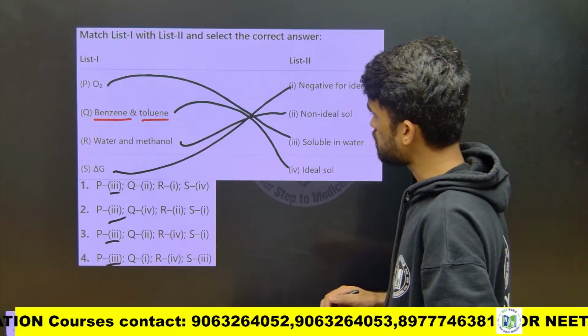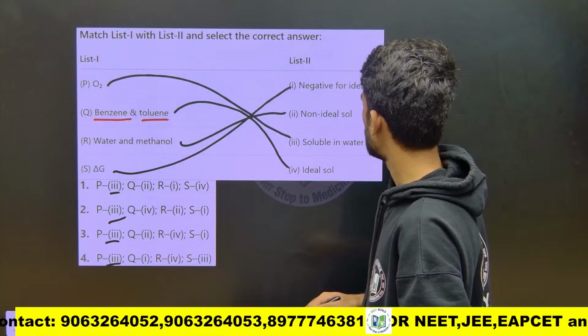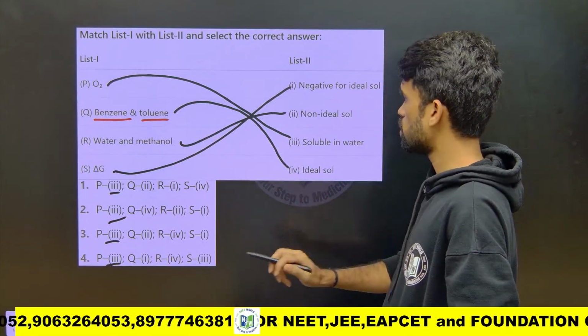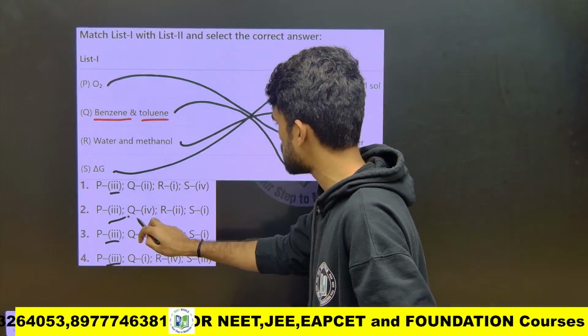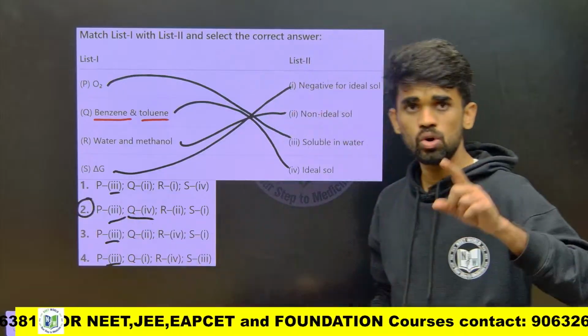And the next option we have, Q, ideal means Q4, which is there in only one option, so go with that option. So option 2 is the perfect answer for this question. Hope this is clear.